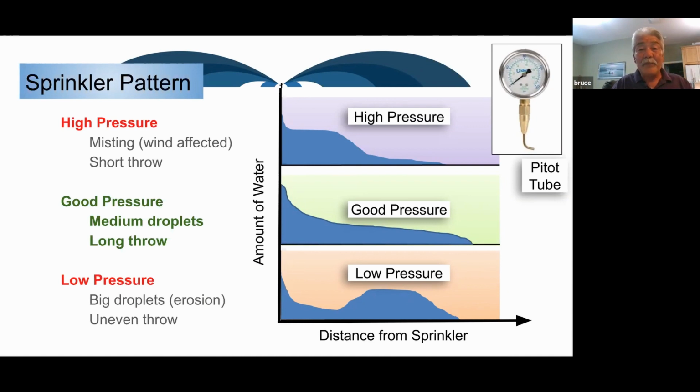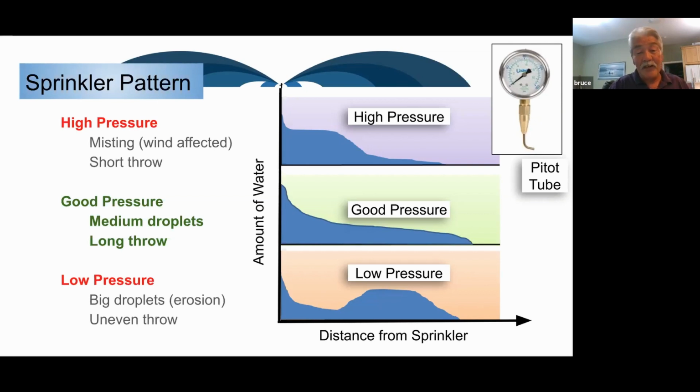Pressures have a big impact on the distribution of water coming out of it. For example, if you run too high of a pressure, those sprinklers are going to mist. They're going to be throwing out a very small droplet of water that's going to atomize, and it's going to minimize the throw of that sprinkler. So it's very inefficient in a lot of applications.